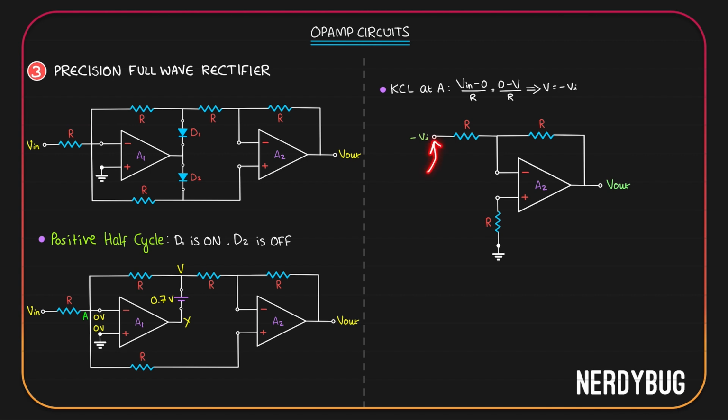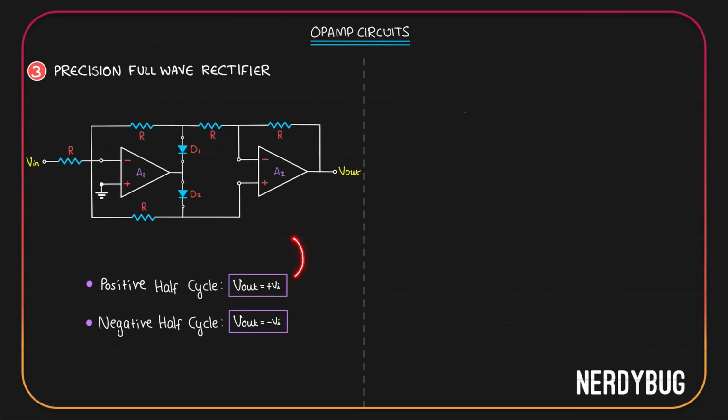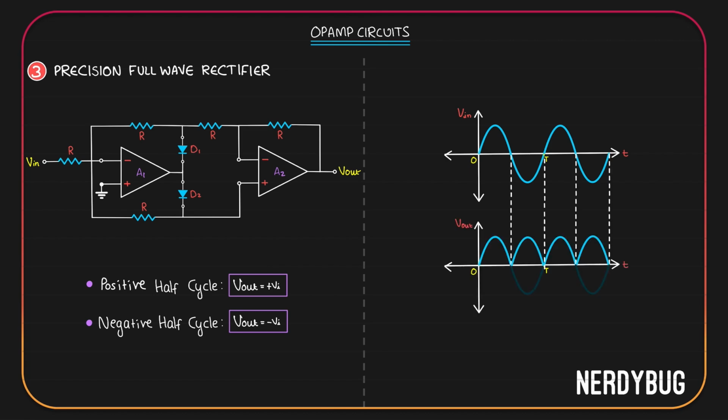Input is negative Vi. So output will be negative V in multiplied by the gain, which is negative of RF divided by R. That gives us plus V in. For positive half cycle, output is equal to input. For negative half cycle, output is equal to negative of input. If we take a sinusoidal input and plot the output, this is how it will look like. Clearly, we have a full wave rectifier. And even when we use a practical diode with a non-zero cut-in voltage, it will not affect our output.